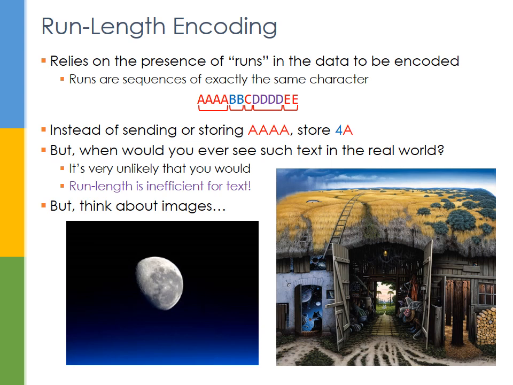However, let's consider images. So images consist of a number of pixels, and these pixels are arranged in a rectangular structure, and the pixels have some kind of color value associated with them. The color value can be represented in a variety of different ways.